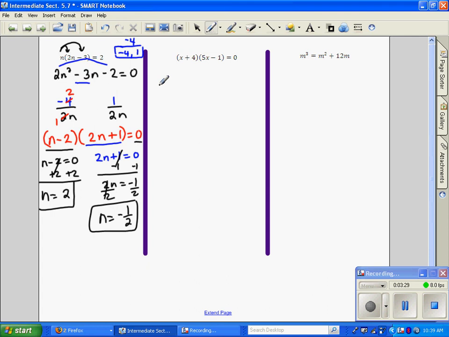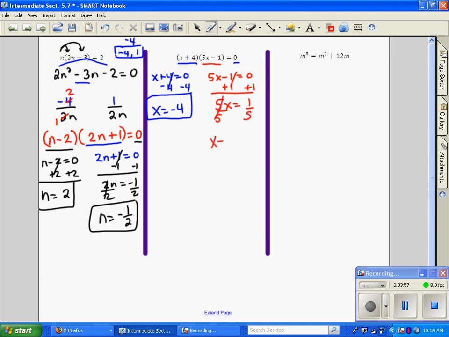Alright, my next example, this is already in factored form, so it's pretty much halfway done for me. All I'm going to have to do is take this first parenthesis and set it equal to 0 and solve it. So I get x equals negative 4. And then I'm going to take my second parenthesis and set it equal to 0 and solve it. So you're going to get divided by 5, and you're going to get x equals 1/5.